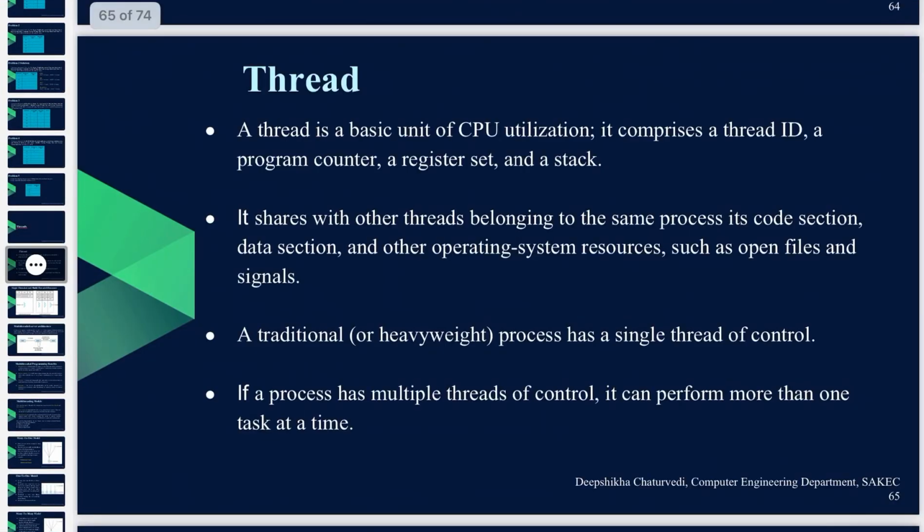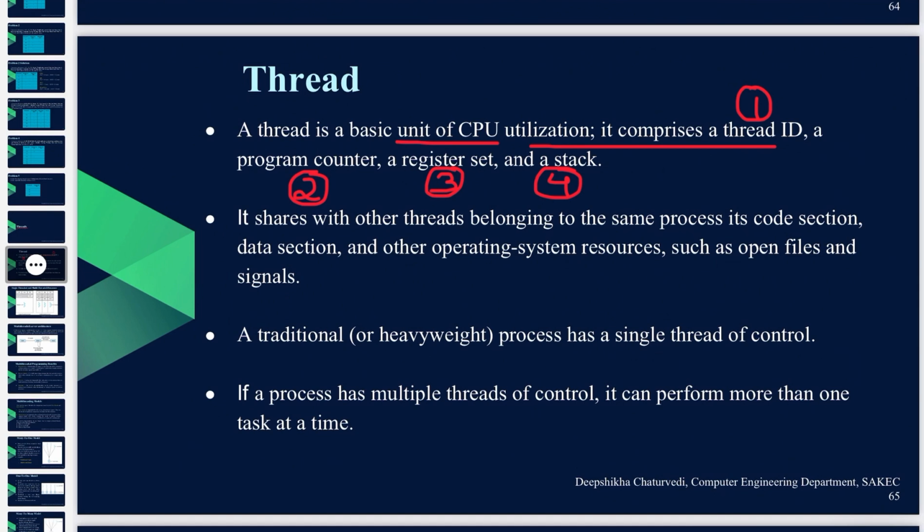Next topic is threads. A thread is a basic unit of CPU utilization. It comprises a thread ID, a program counter, a register set and a stack. It has four things: a thread ID, a program counter, a register set and a stack.